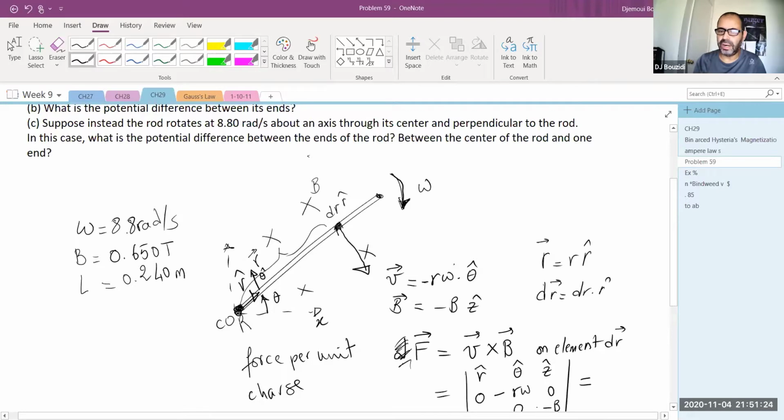So I took a point R on the rod, and I found its velocity. Okay, as long as it's moving with a constant omega, then this is its velocity, and it's again negative.